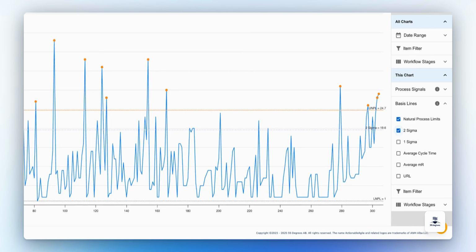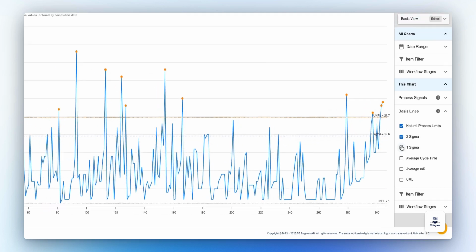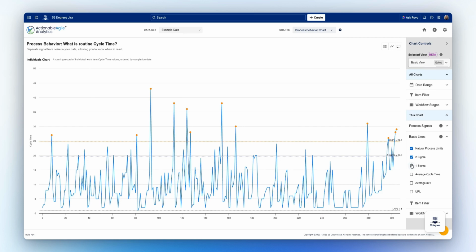This brings us to our next basis line titled 2 sigma, so called as it is 2/3 of the upper natural process limit. If you notice 2 out of any 3 consecutive points being below the UNPL but above the 2 sigma line, this could indicate that there has been a notable shift in your process, which may require attention in the near future. This shift would be highlighted by the moderate change process signal.